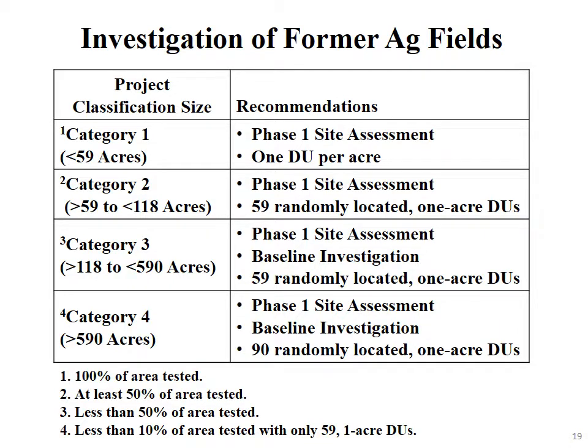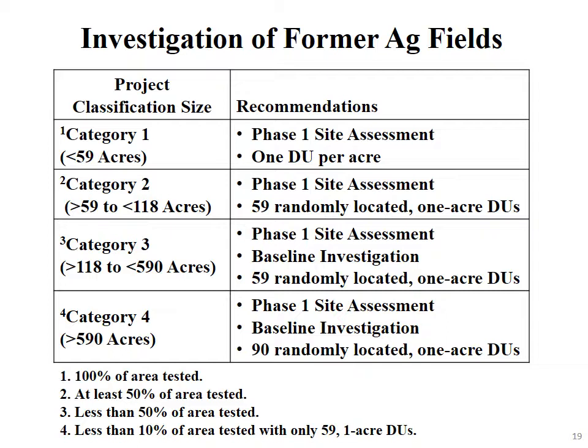So our guidance goes into more detail on these very large areas. For relatively small ag fields, less than 59 acres, because we're requiring testing 1 DU per acre, they're going to test the entire property because there'll be less than 59 1 acre DUs. And when you get to 59 to 118 acre size areas, then we still recommend testing 59 1 acre DUs randomly located within that area. And they'll be testing over 50% of the property.